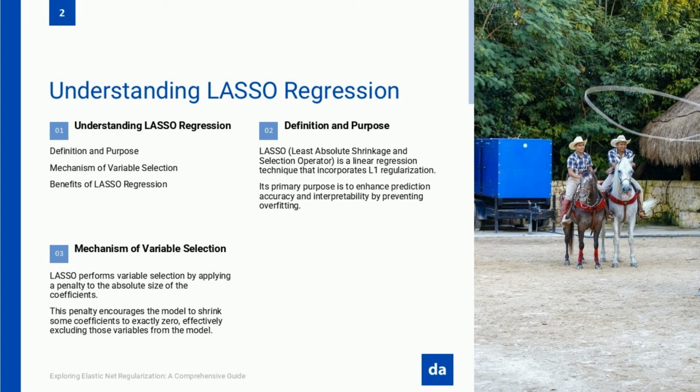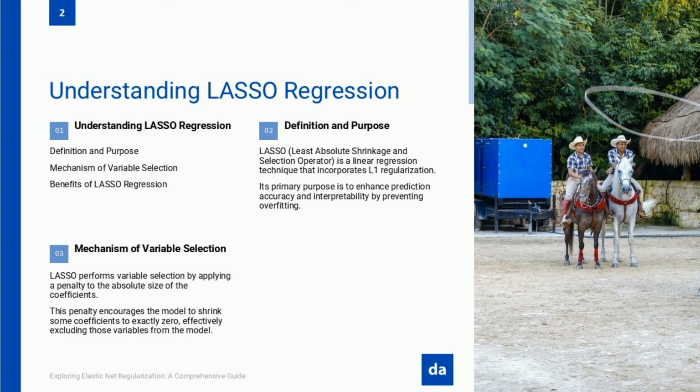Sounds great, right? Well, not so fast. Lasso has a problem. It struggles when features are highly correlated. Let's go back to that house pricing example. If you have both square footage and number of rooms in your dataset, chances are they're super related. Traditional Lasso will pick one of them and completely discard the other. But what if both actually contain useful information? That's where things start to break down. And that's exactly why Elastic Net exists.